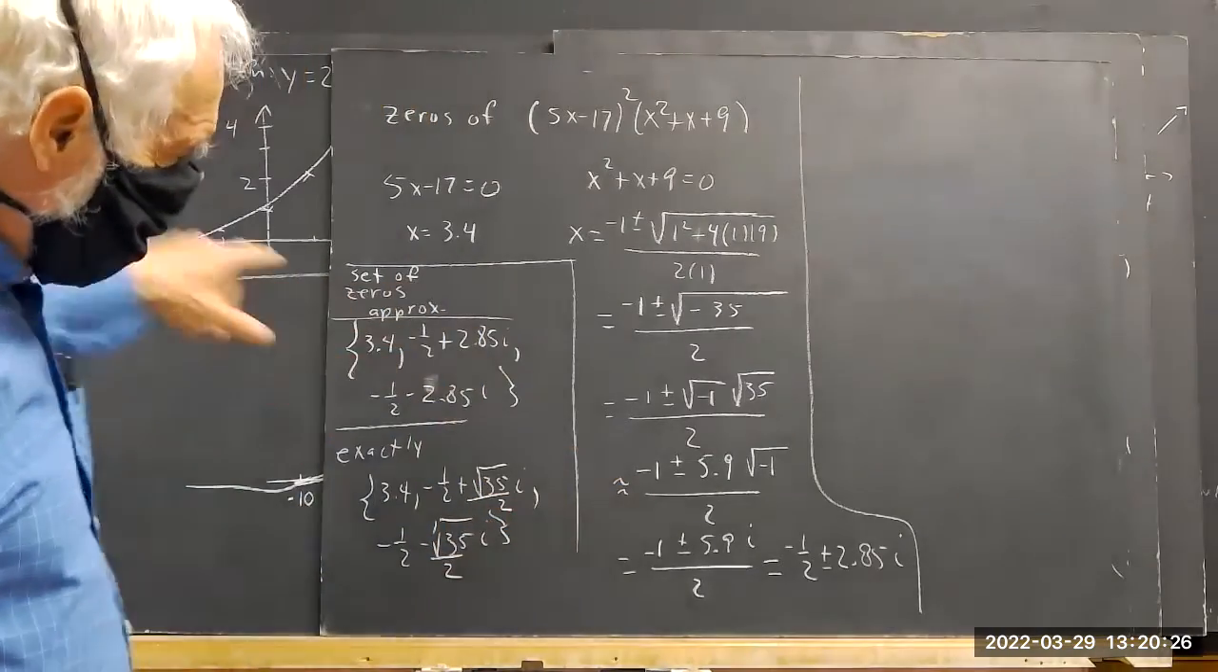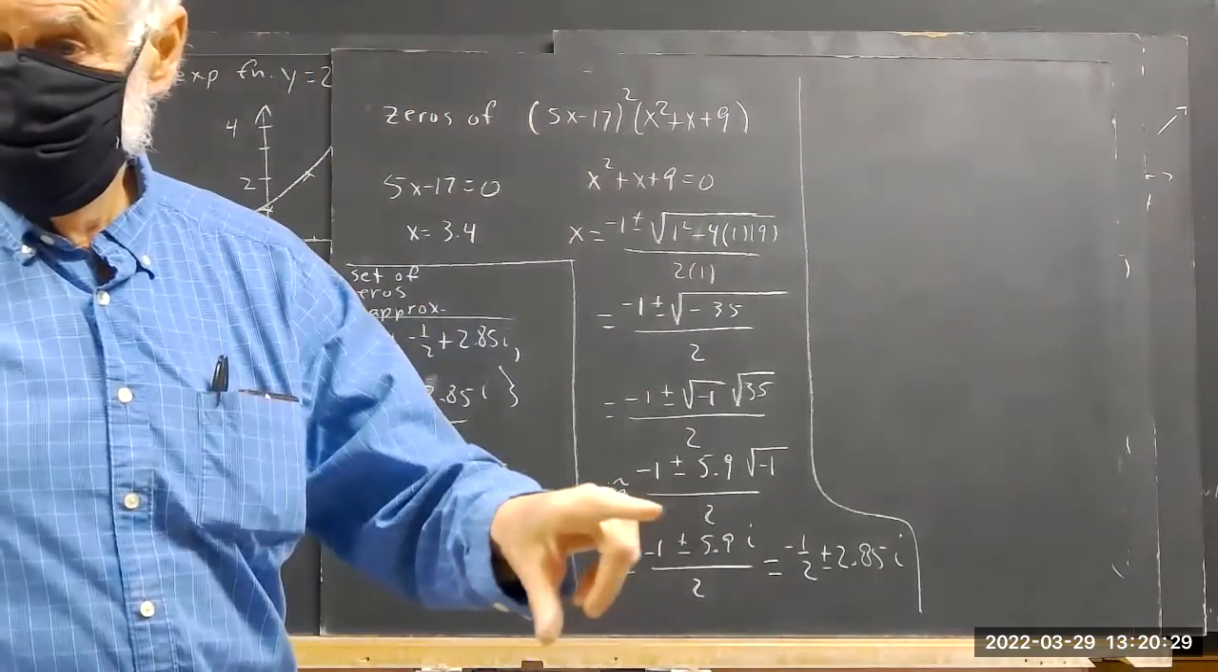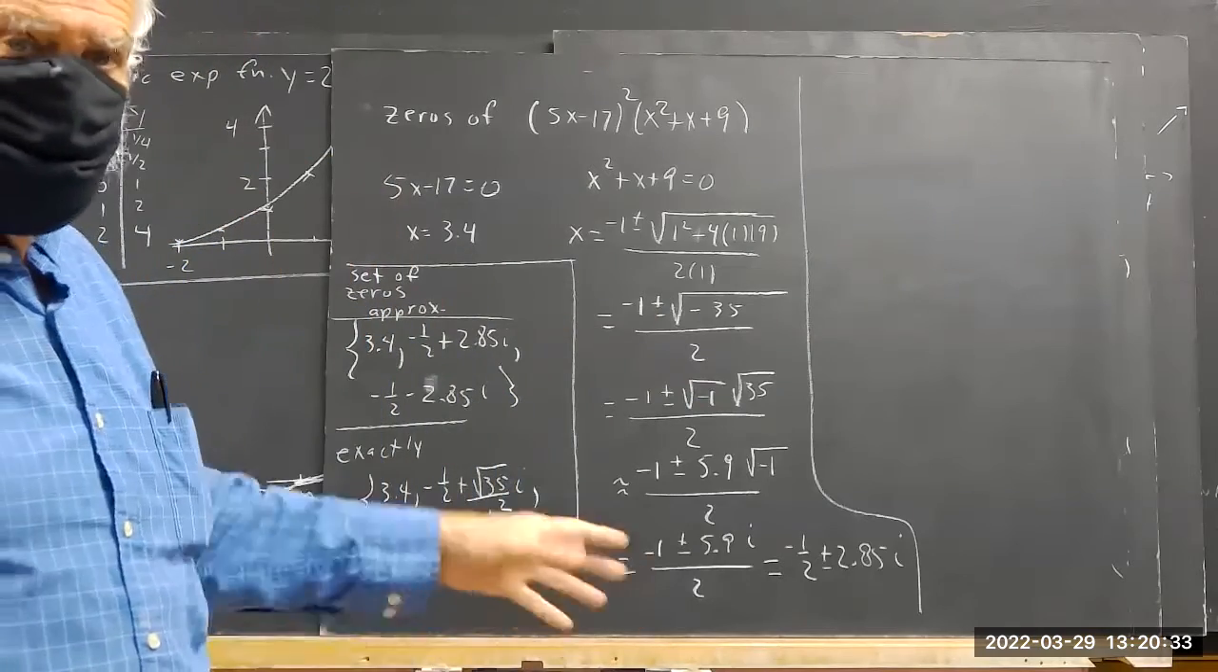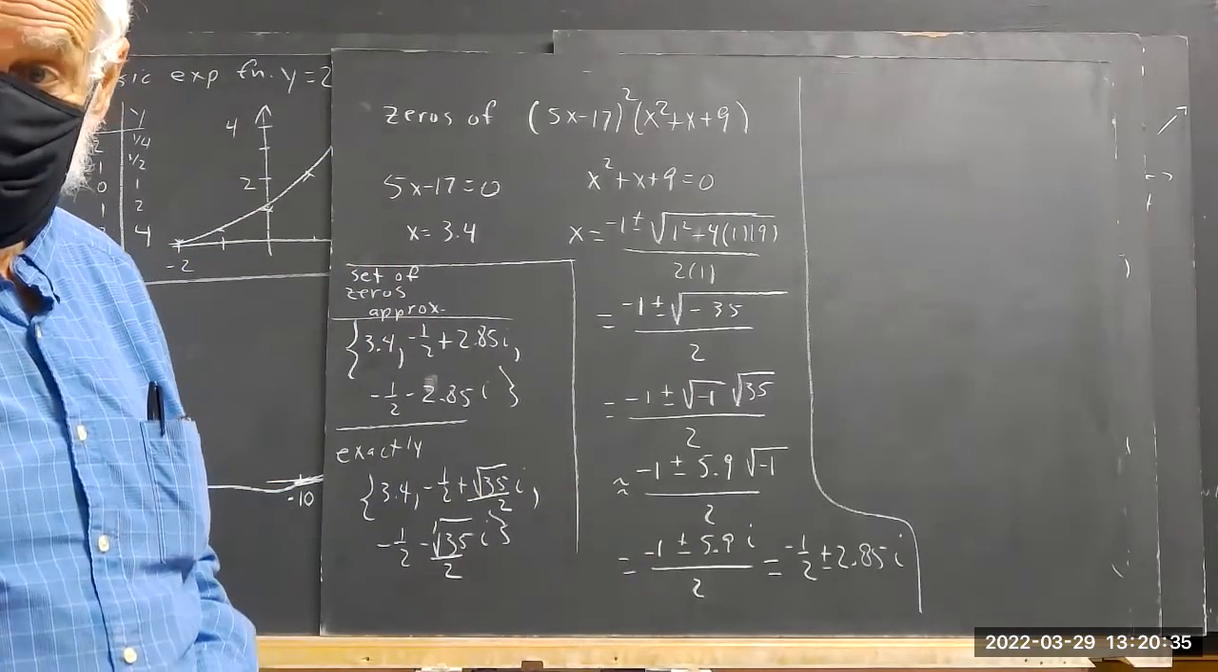So that's kind of where complex numbers come from, at least the place that you understand best. That's really pretty much where they do come from.